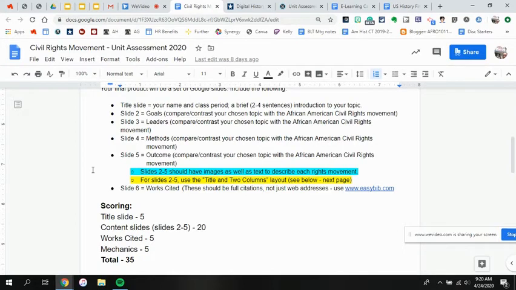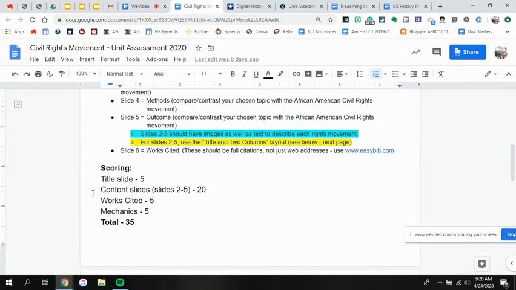And the last slide, slide 6, is going to be a works cited page. So any sources outside of Digital History, we're going to use ezbib.com or something like that so that we can get complete citations. Here's the score breakdown.